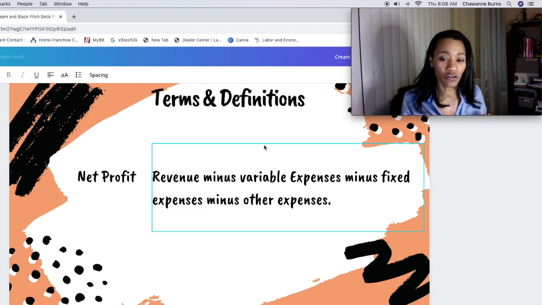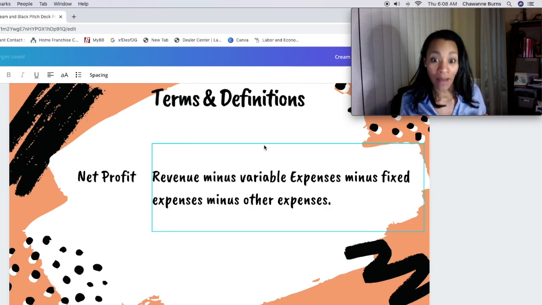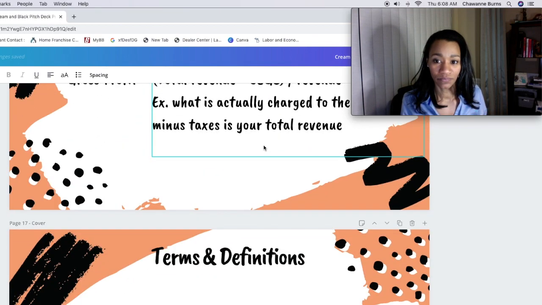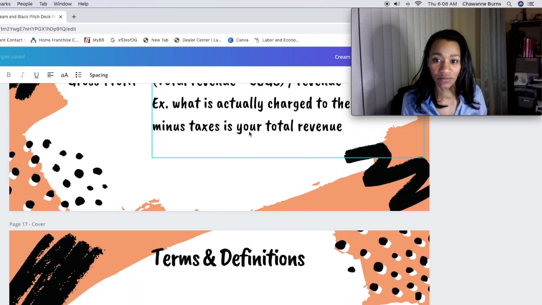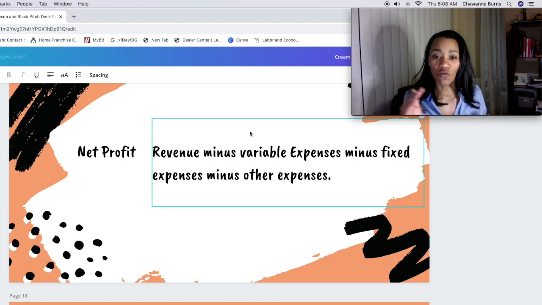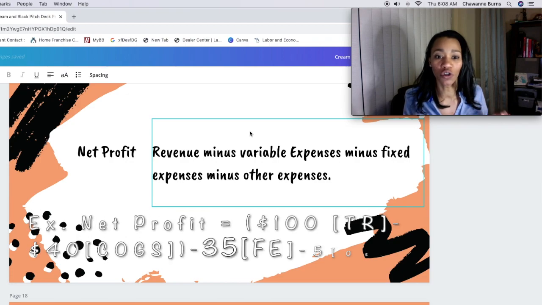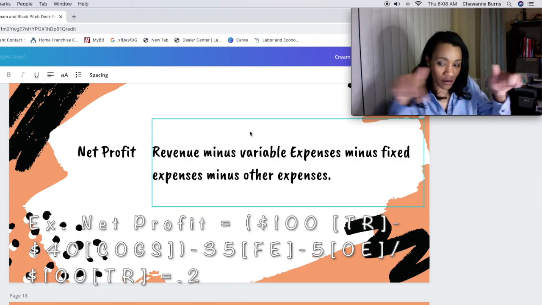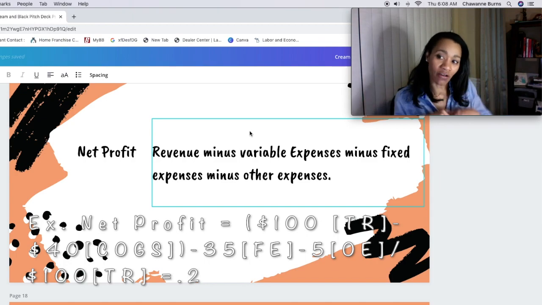After you do this calculation: revenue minus variable expenses minus fixed expenses and other expenses, divided by your revenue again. So revenue minus variable expenses minus fixed expenses minus the other expenses, basically the total of your profit and loss statement, divided by the revenue. This should give you your net profit margin. Look on the bottom, I gave you an example of that calculation.